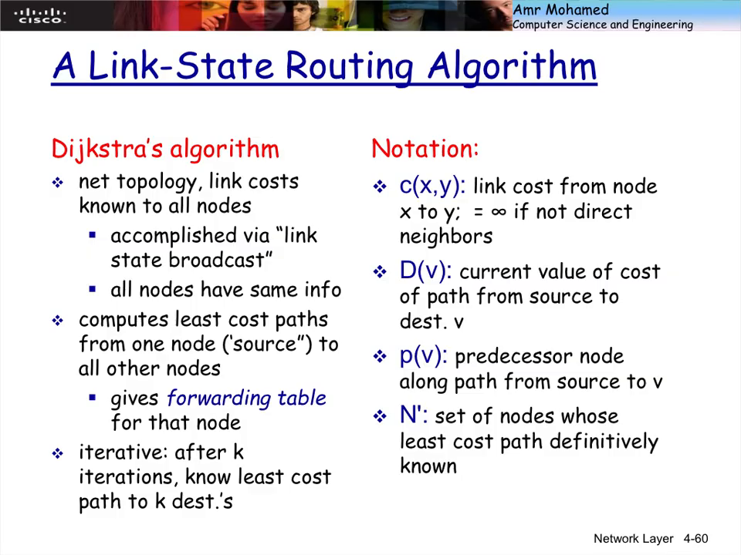Clear? So Dijkstra's algorithm constructs the shortest path tree from one node to all the other destinations. So we have the network topology and the link costs. As we said, we get this from the link state flooding. From the link state flooding, we have the link state database, which corresponds to the graph.